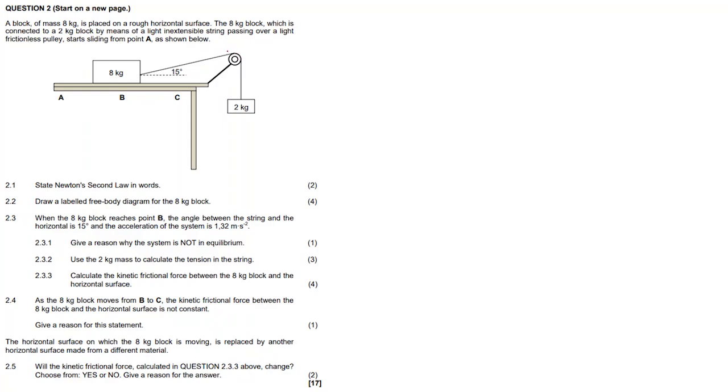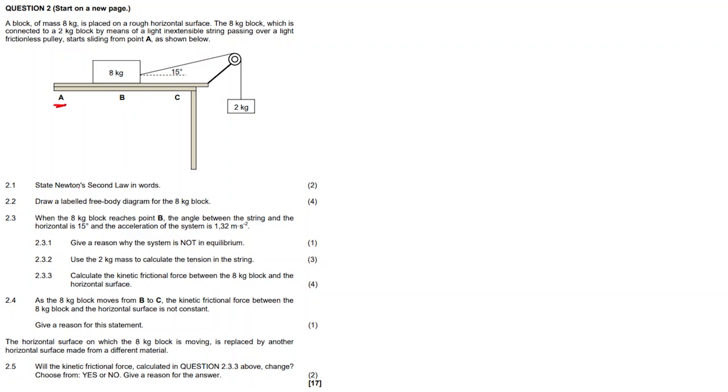Hi guys, today we're going to be looking at a question on forces. Question 2. A block of mass 8 kg is placed on a rough horizontal surface. The 8 kg block, which is connected to a 2 kg block by means of a light inextensible string passing over a light frictionless pulley, starts sliding from point A as shown below, this being point A.